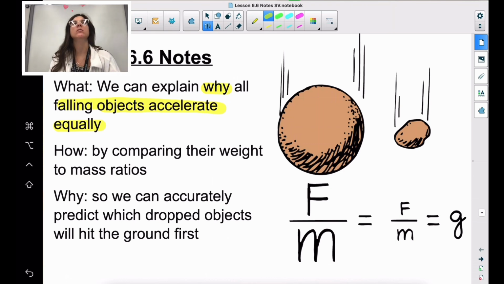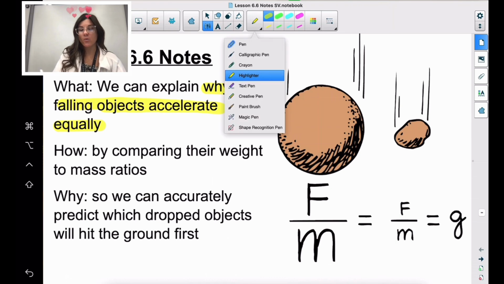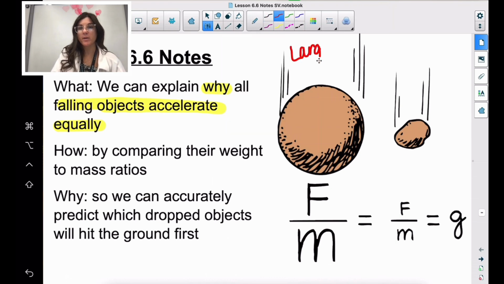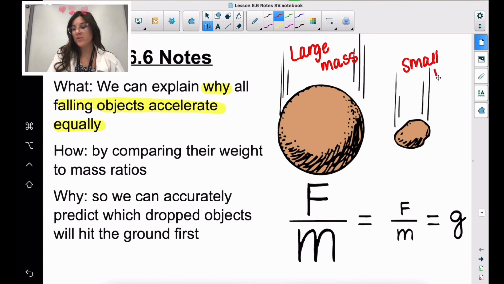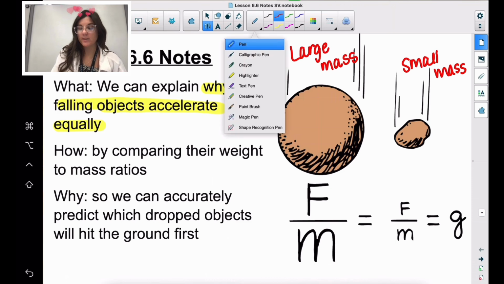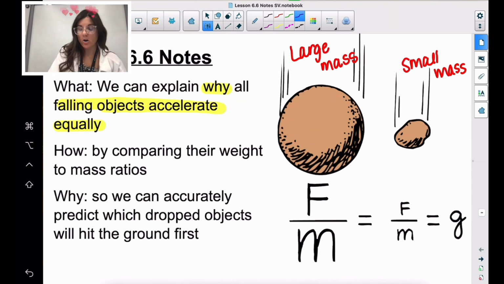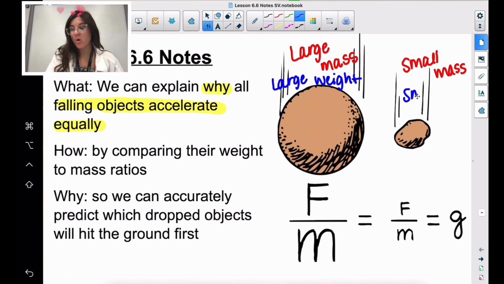Why does a bowling ball fall at the same exact speed, at the same exact acceleration as a feather when there's no air resistance? You would think that something with a large mass, like this big boulder, would fall maybe a little bit quicker than something with a small mass. I think we tend to think that because a large mass tends to mean that something has a large force on it or a large weight, whereas something with a small mass tends to have a small force acting on it or a small weight.